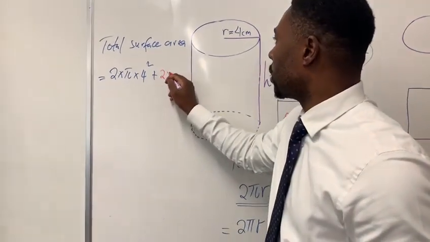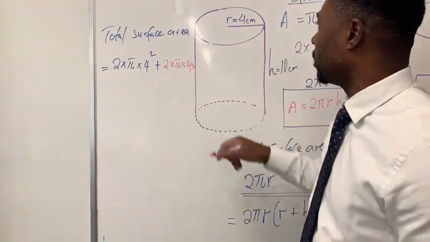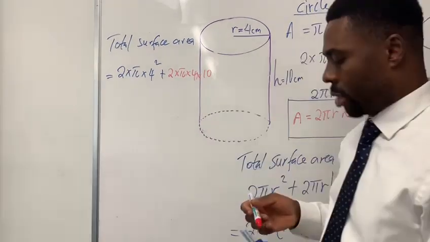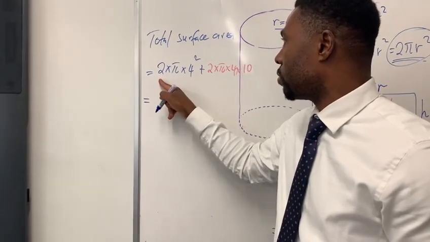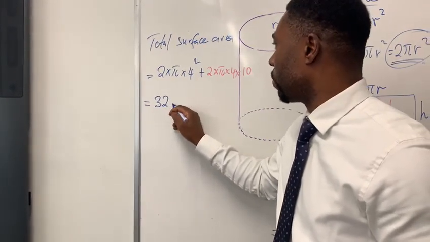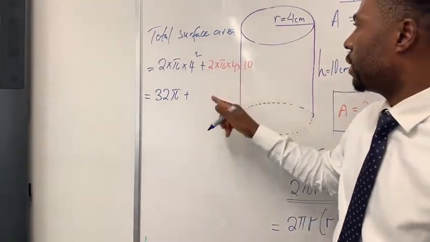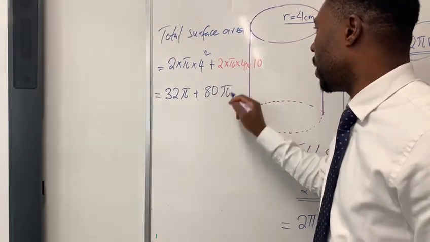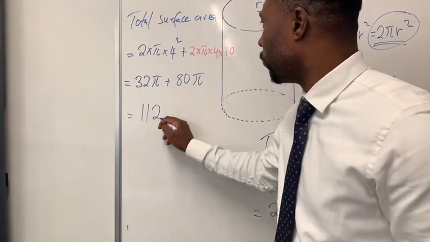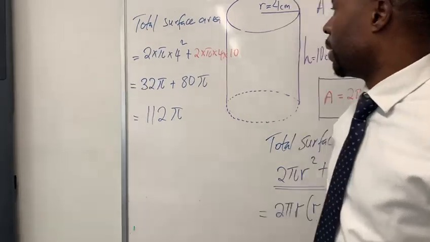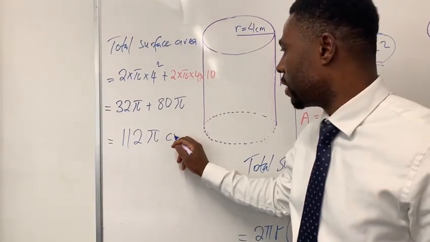Then we have plus, then we're going to do the rectangle bit, which is 2 times pi times 4, and then we times it by the height, and the height in this case is 10. So this will simplify to become 4 squared is 16, 16 times 2 will be 32 pi, plus 4 times 10 is 40, times 2 is 80 times pi, we get 80 pi, and this will then become 112 pi. And because this is measured in centimeters, we need to put the units of measurement on this, and in this case it's going to be centimeters squared.